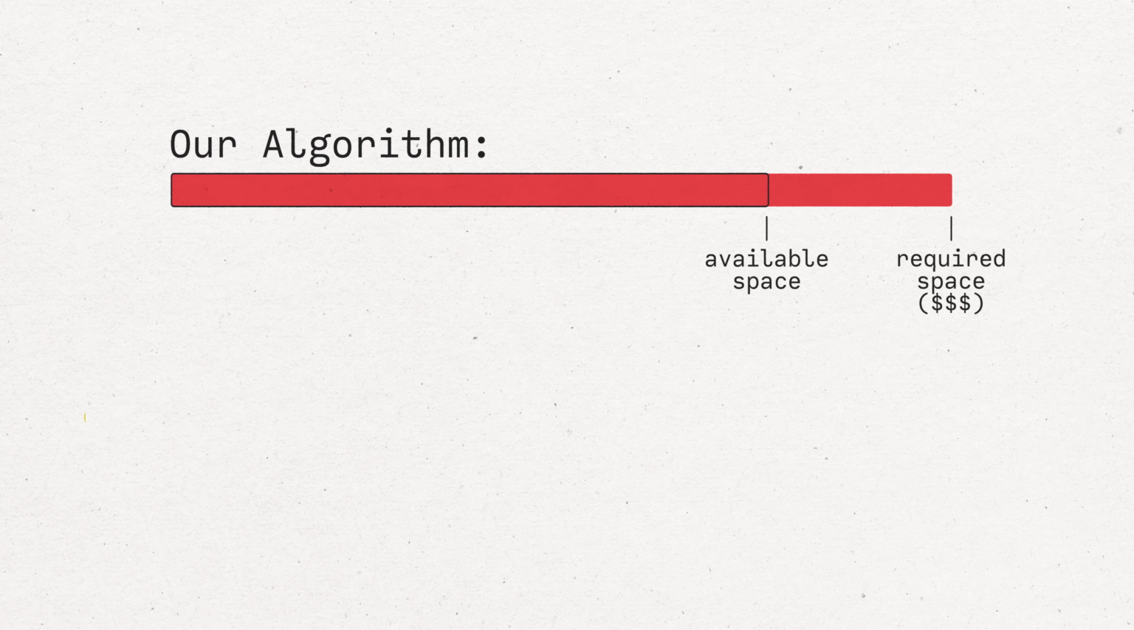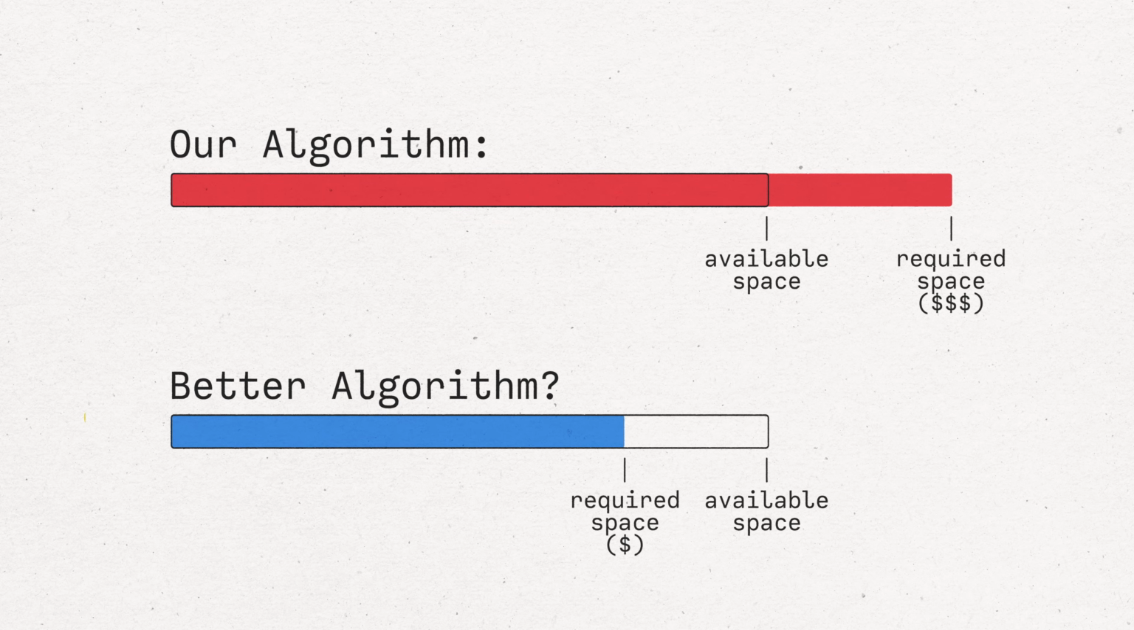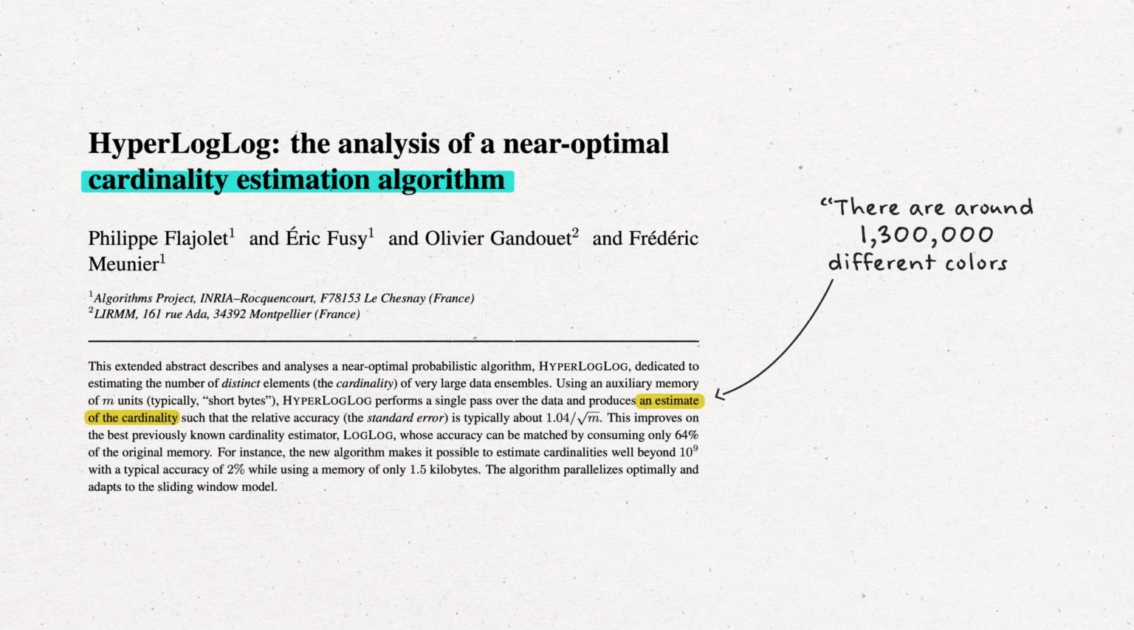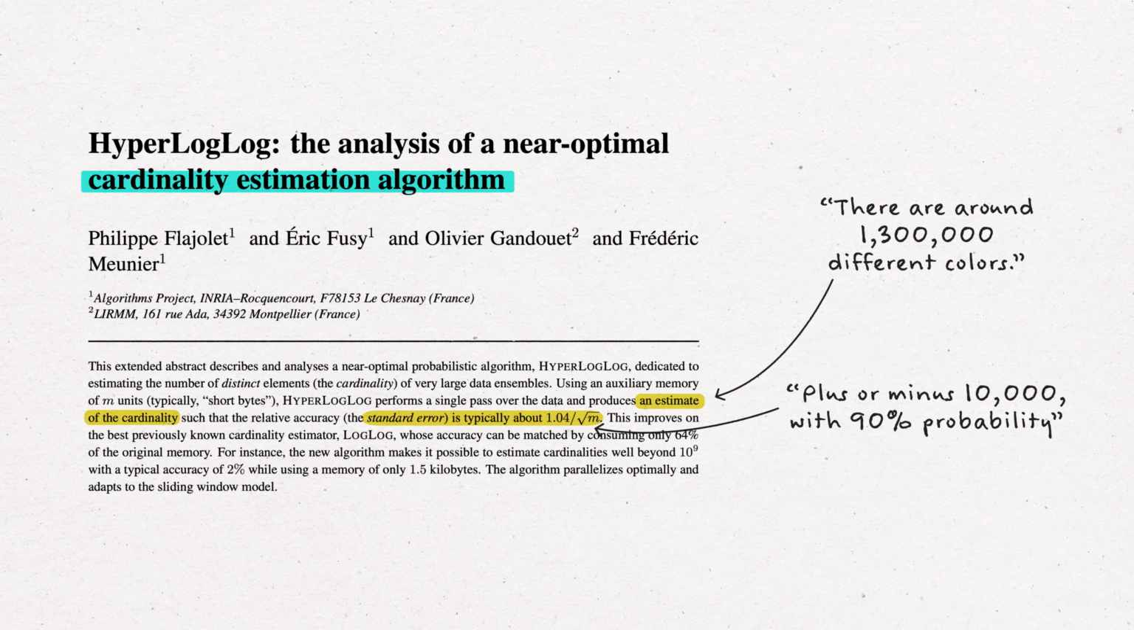Can we reduce the amount of storage we need while still getting a good sense of how many distinct colors there are in the stream? That's where the HyperLogLog algorithm comes in. It gives us a solid estimate using far less storage, as long as we don't need an exact count. For example, the output of the algorithm might say something like, there are about 1.3 million colors, plus or minus 10,000, with 90% probability. So it gives us an estimate rather than the exact count, but the result could still be useful, depending on the application.